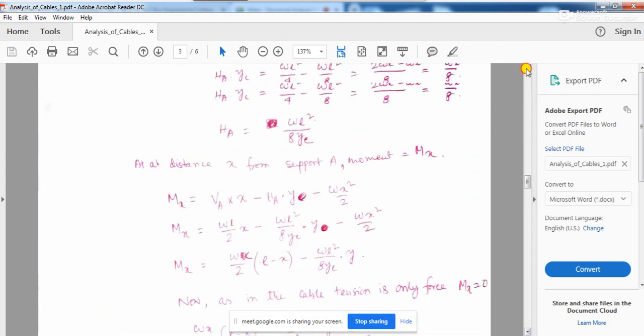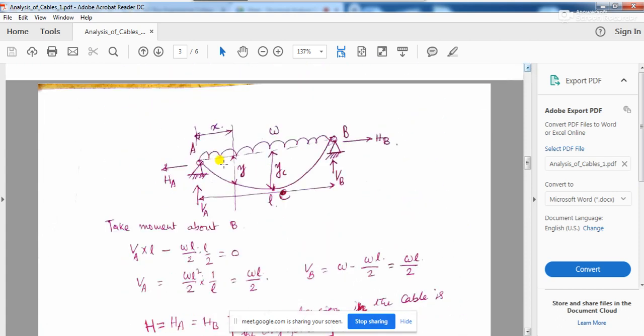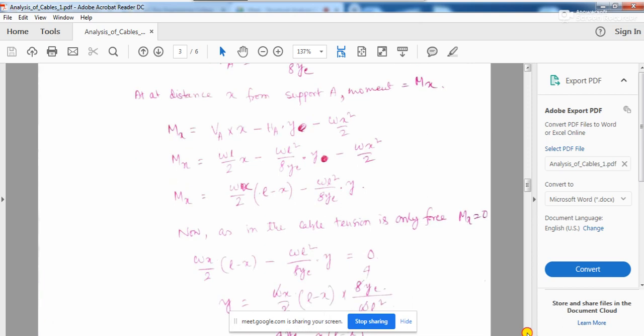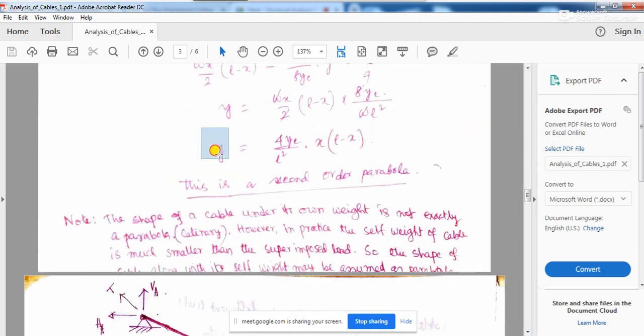So you can always observe that whatever may be the case, when the load is transmitted from the bridge girder through the hangers to the cable, the profile of the cable will always be parabolic. And how it is becoming parabolic is being explained over here. I have given a note at the bottom.